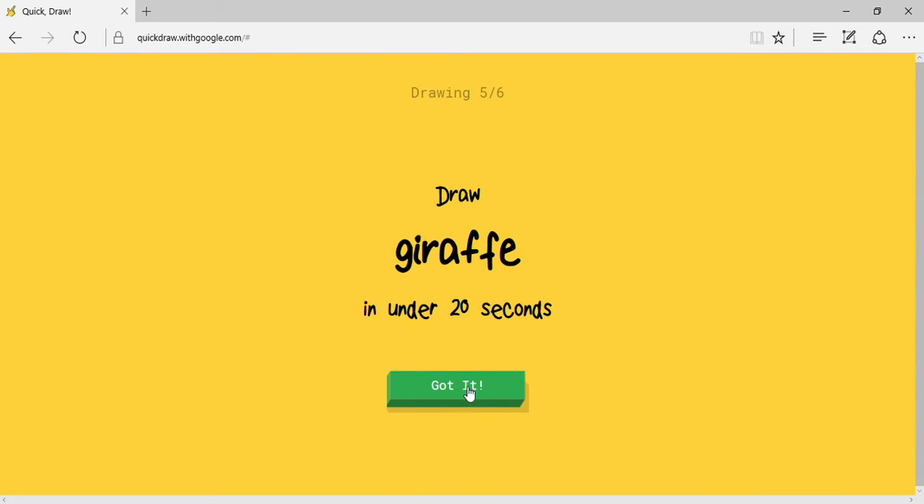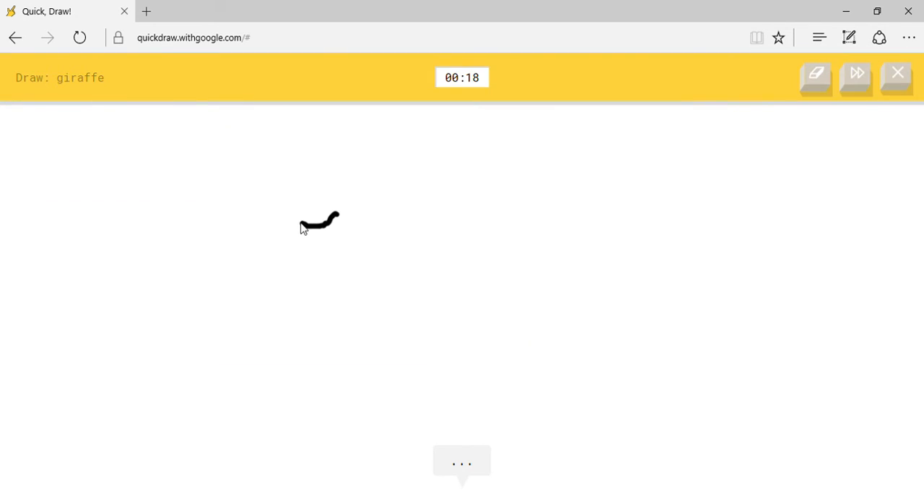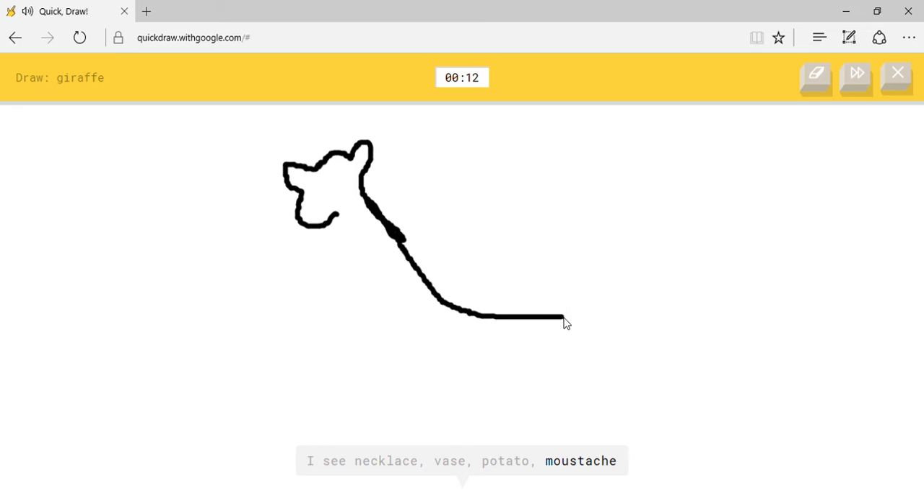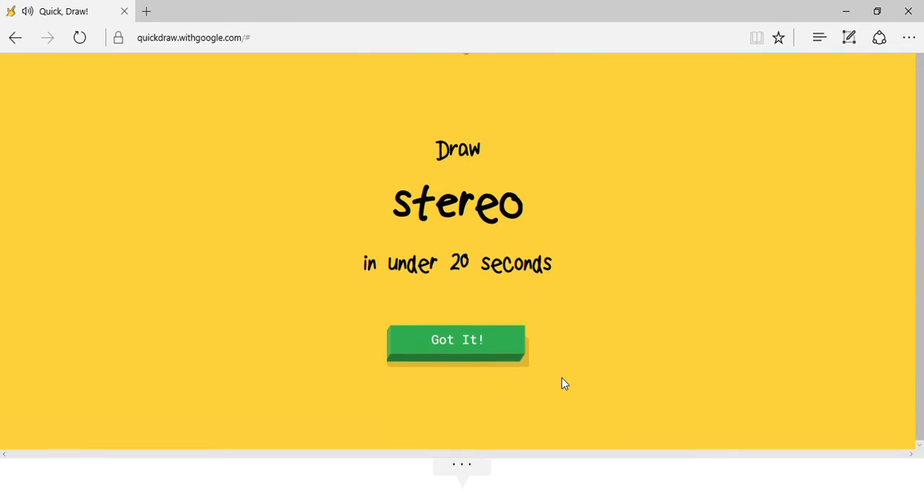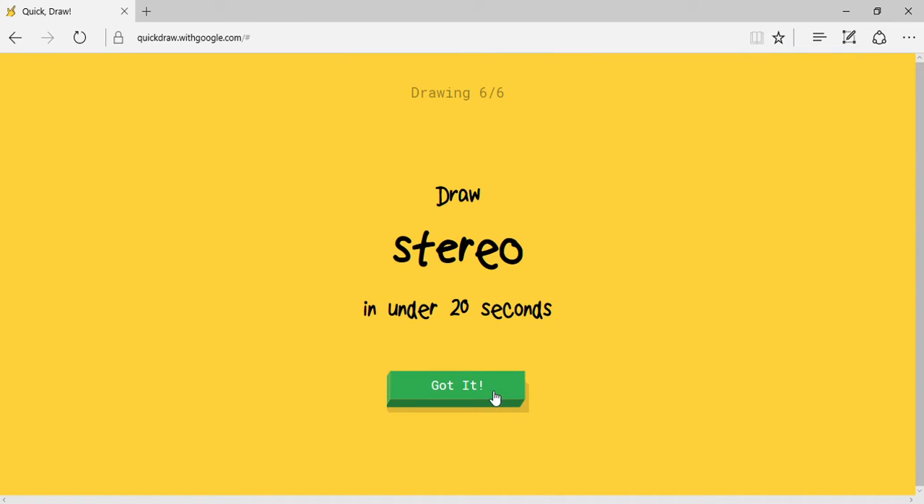Giraffe. Okay. So this will be the face. I see necklace, ears, or face, or potato, or mustache, or arm. I see the Great Wall of China. Can you just guess that out? It's giraffe. A stereo. Okay.